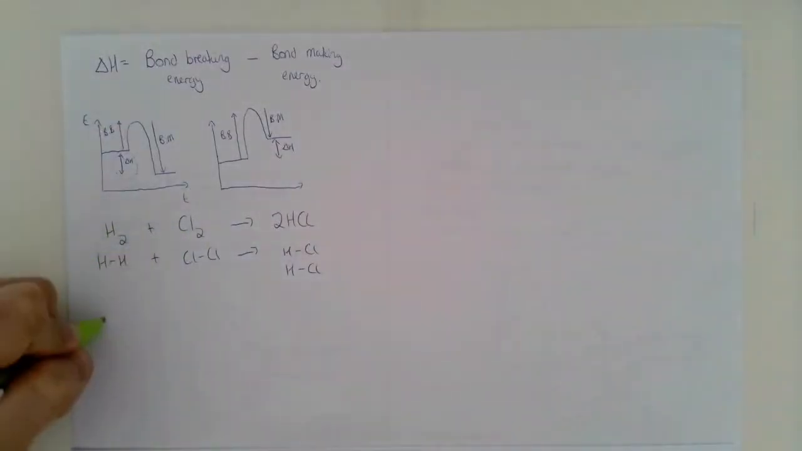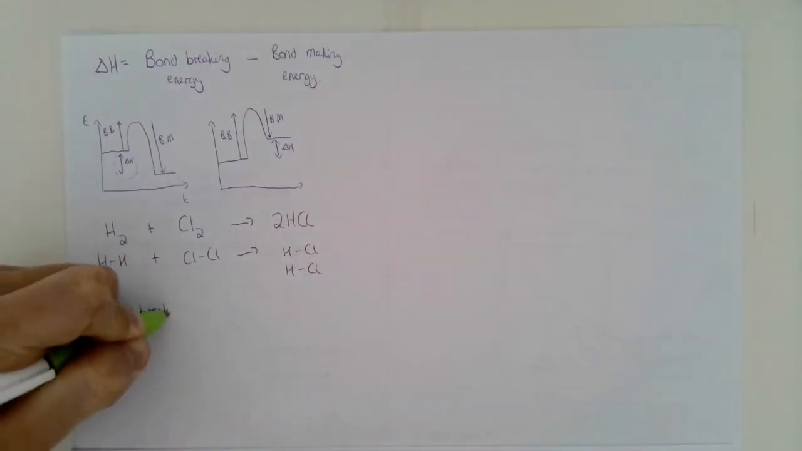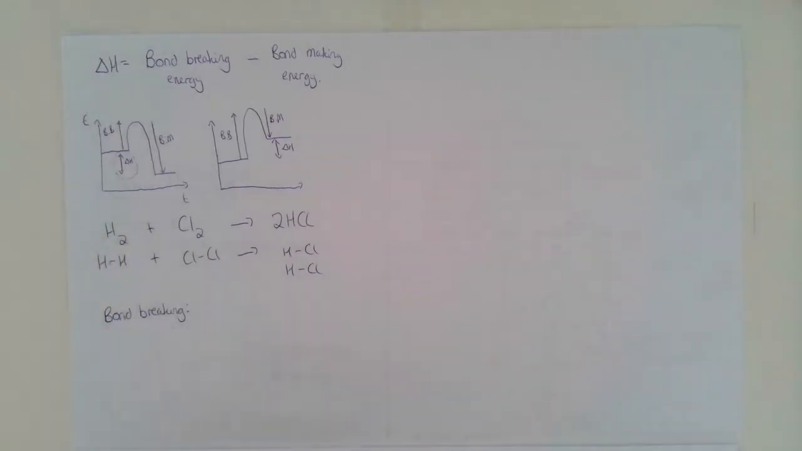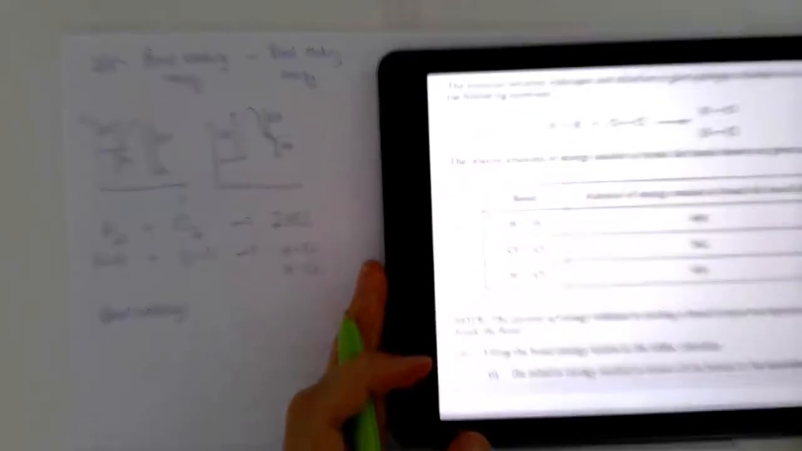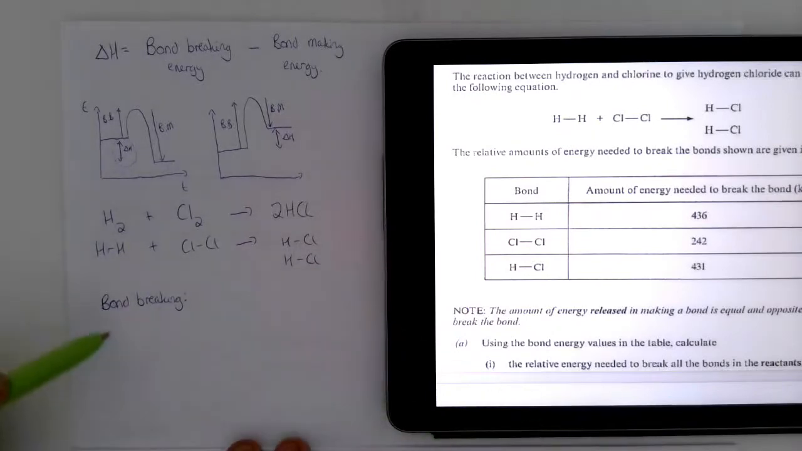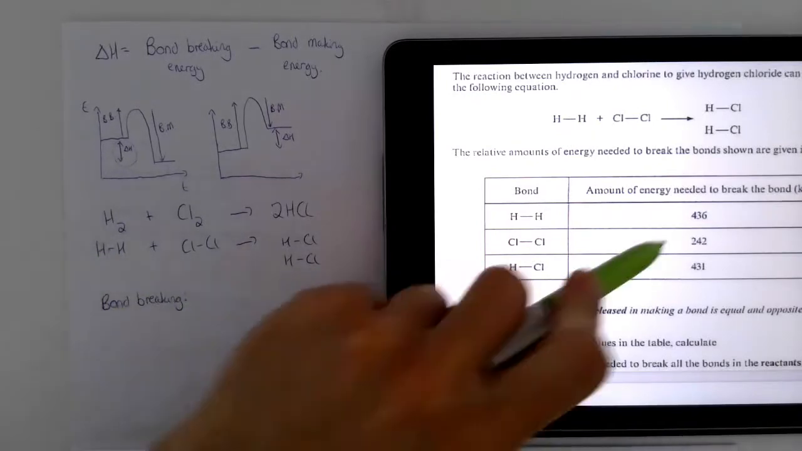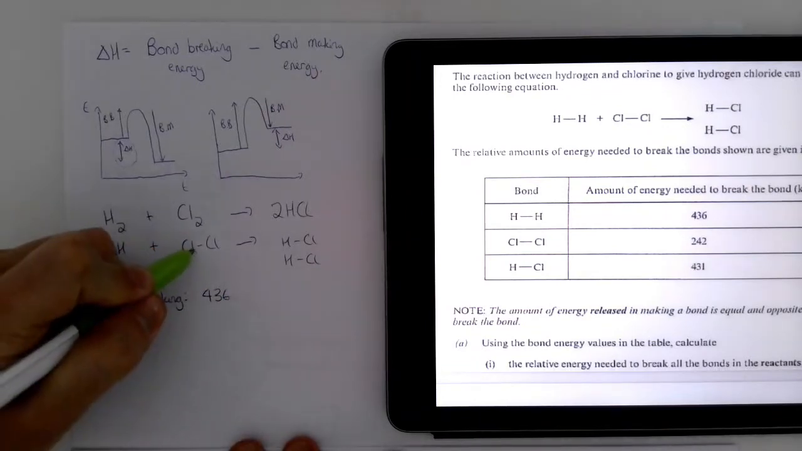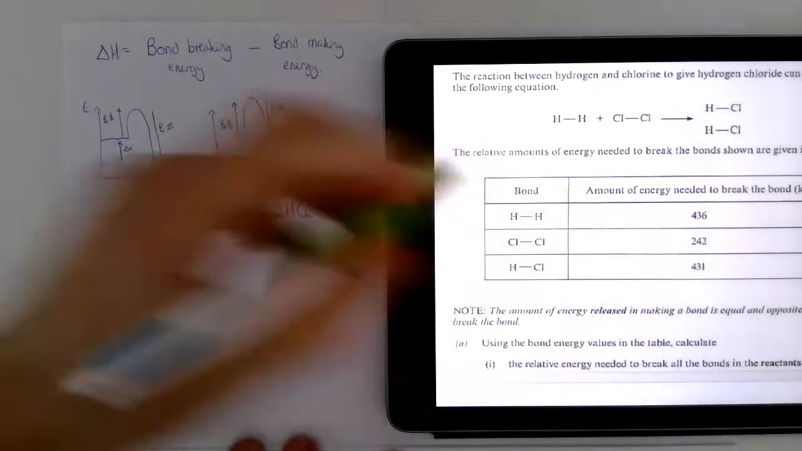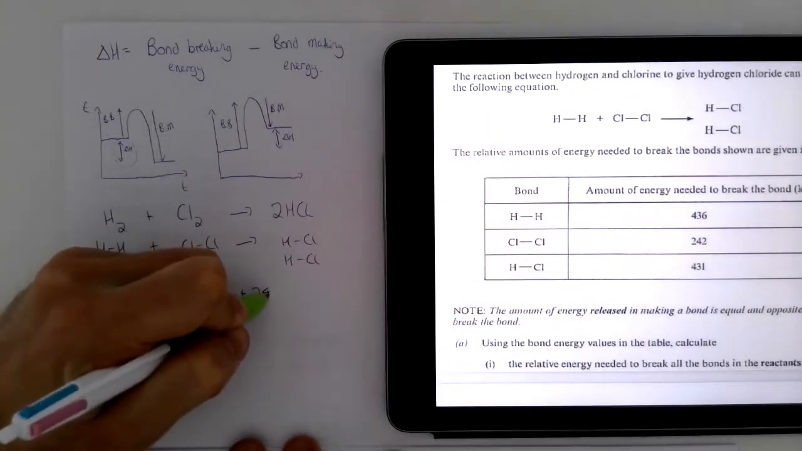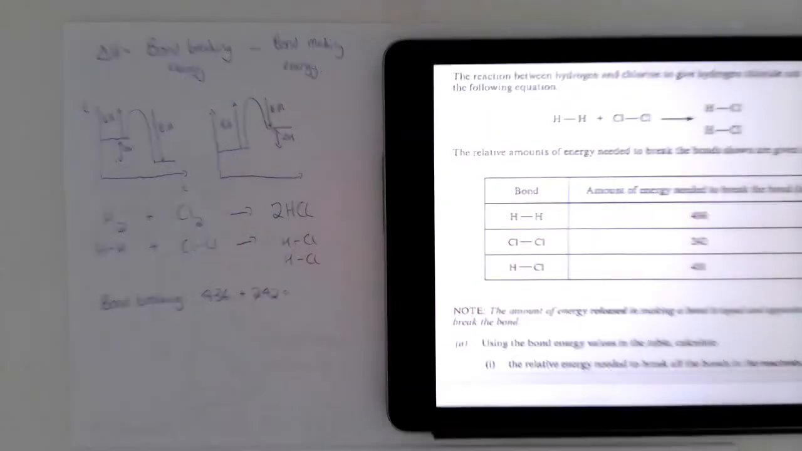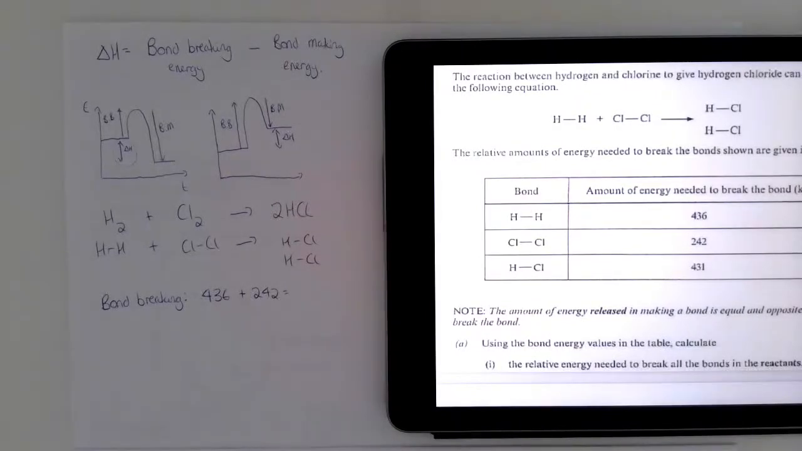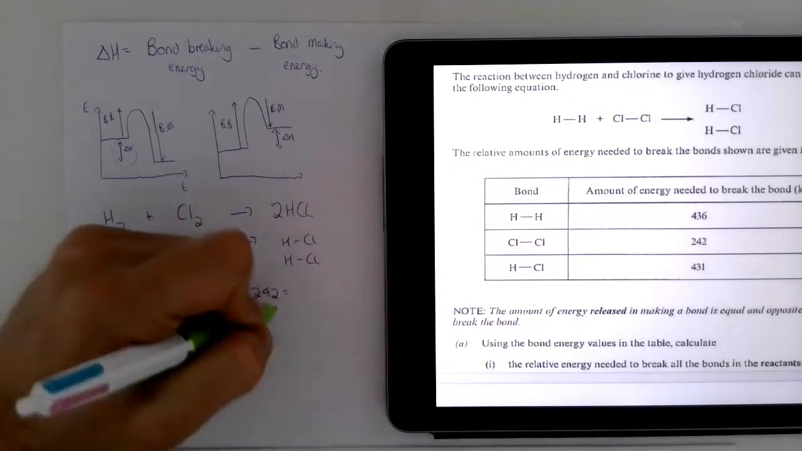So, bond breaking. What is the total amount of energy required to break the bonds? Total amount of energy required to break an H-H bond, 436. And to break a Cl-Cl bond, 242. So that's how much energy to break the bonds, which adds up to 678.